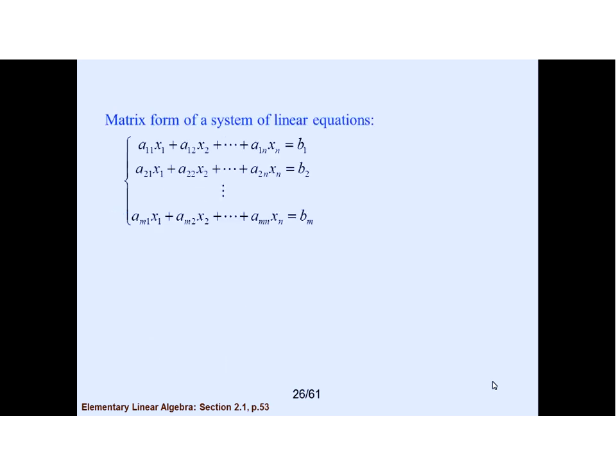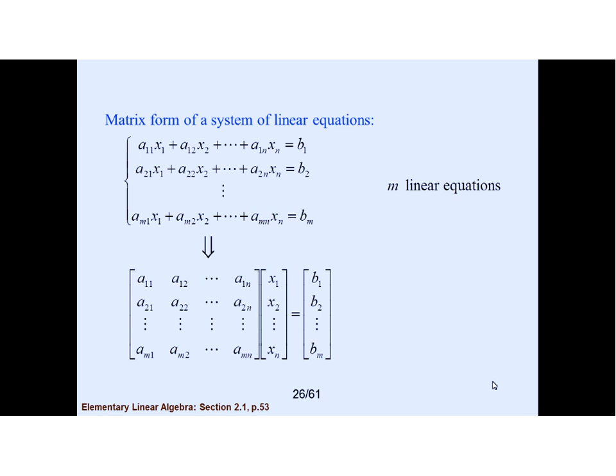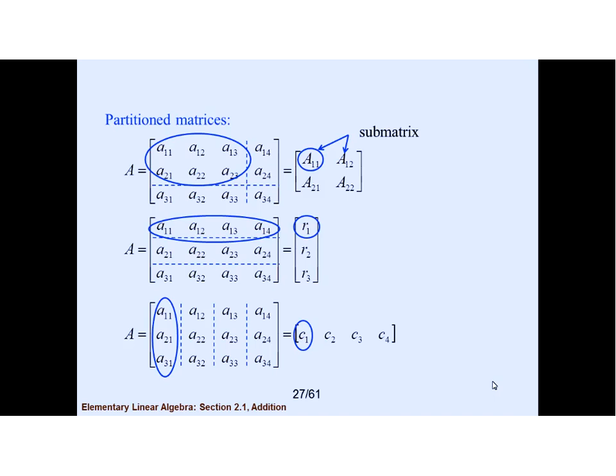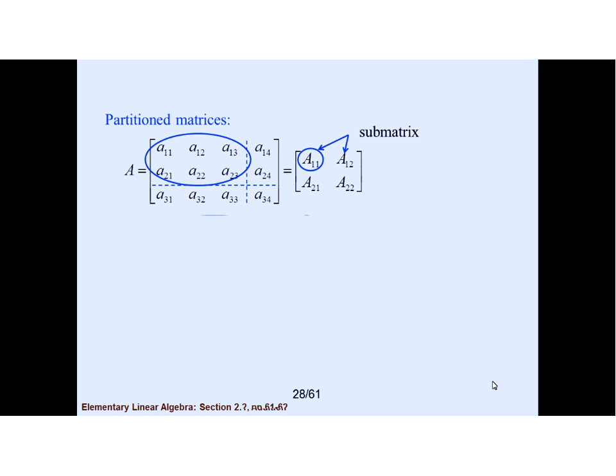Matrix form of the system of linear equations. This is the matrix form. In this form, if we have m linear equations and m unknowns, we can find the solution of the system of linear equations. Partition of matrices, submatrices, it is called. These are some definitions.